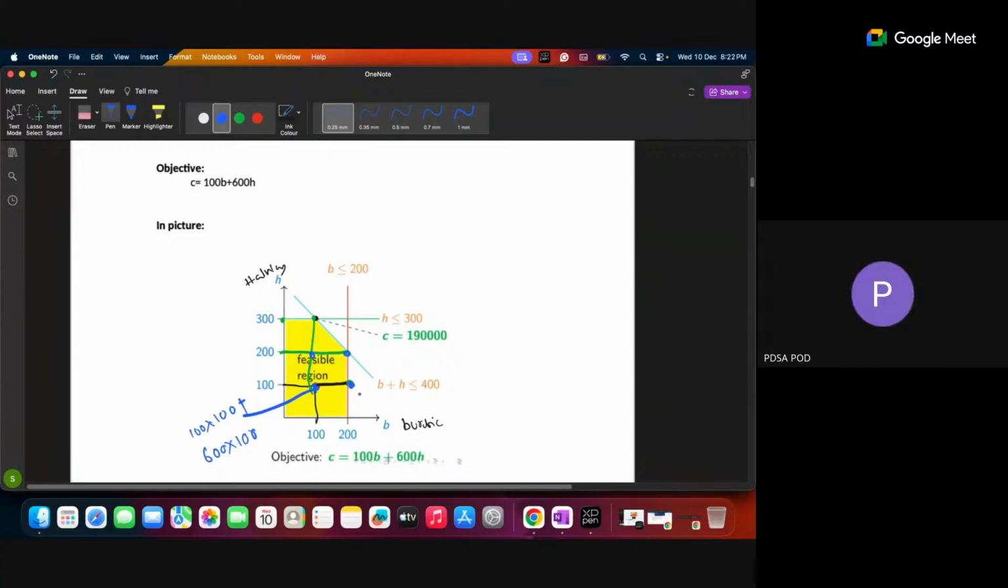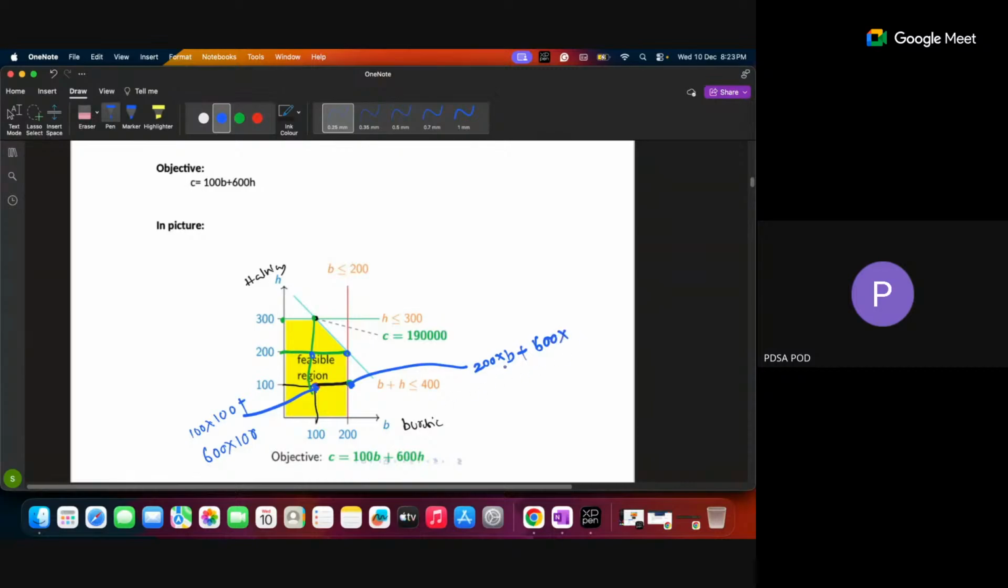So if you go in this way, and it is 200 boxes of burfis and 100 boxes of halwas, so what you are getting, we are going with this way, right? So we are getting the computed value: 200 into B, and 100 times H, and 600 into.